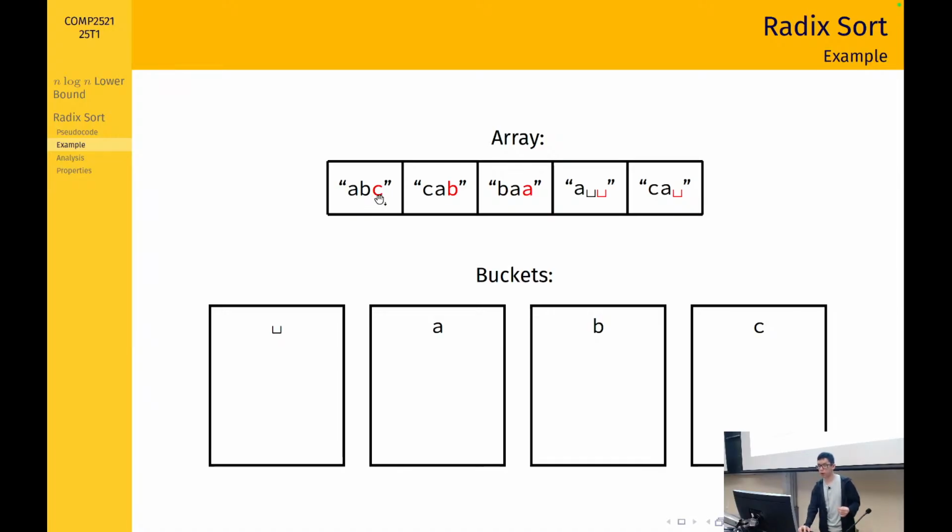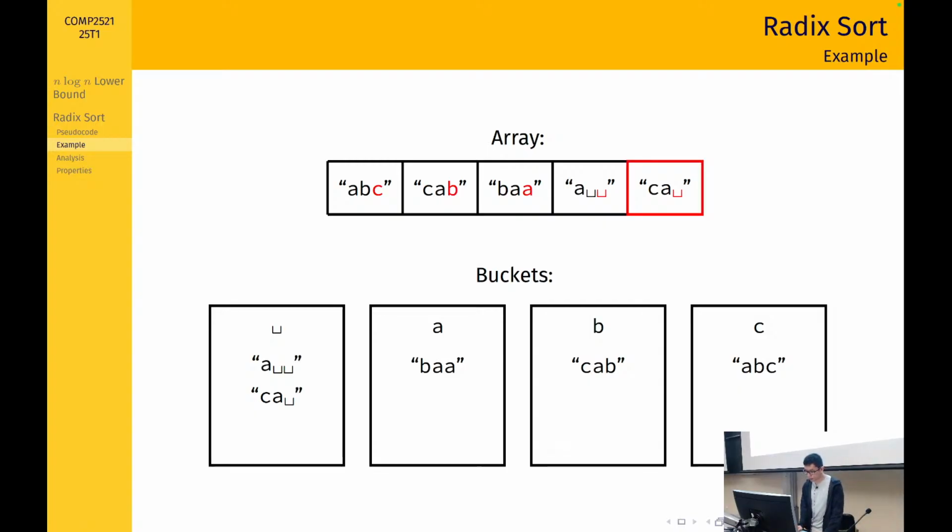So for ABC, we're going to store this in the C bucket, right, because the last character is C. Right, for CAB, we're going to store this in the B bucket. For BAA, we're going to store this in the A bucket. And then for these 2 keys, we're going to store them in the blank bucket. Right, so A blank blank goes into the blank bucket, and this also goes into the blank bucket.